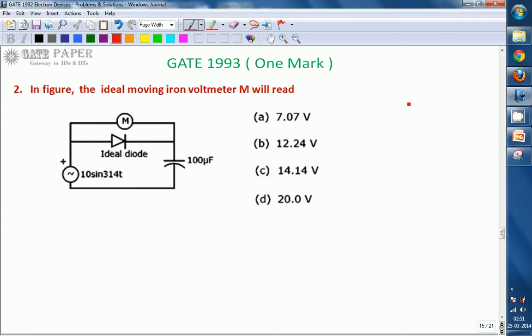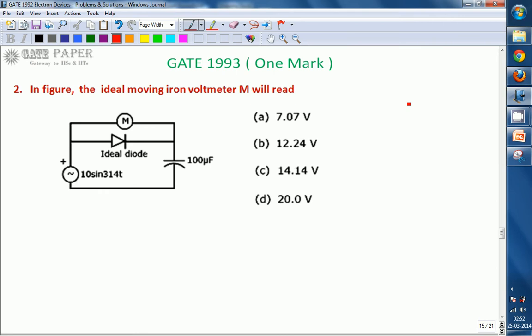We are discussing the GATE 1993 ECE paper, and this is one more question related to electronics. Look at the diagram. The ideal moving iron voltmeter M will read... We are applying a circuit consisting of 10 sin 3140t as the input signal, applied to a combination of an ideal diode and a 100 microfarad capacitor, and the voltmeter is placed across the ideal diode. What is the voltage across that ideal diode if it is a moving iron voltmeter type?